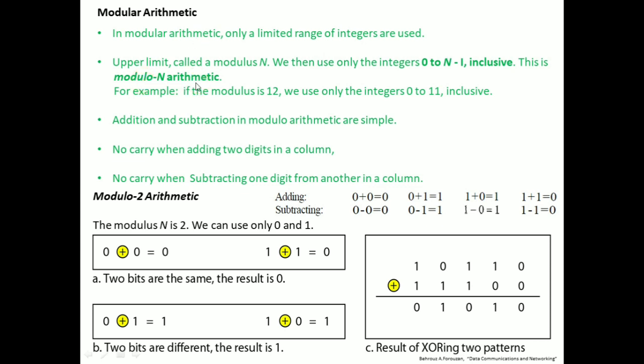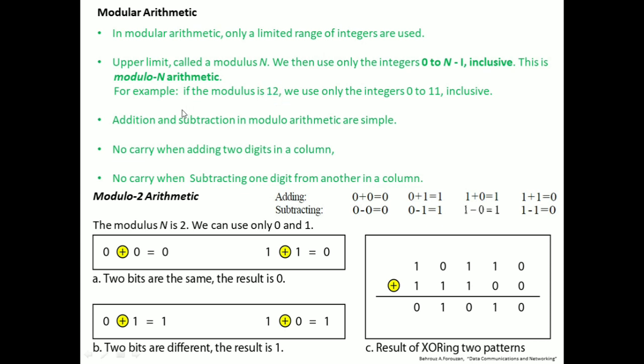Let us say, for example, we are using modulus 12. So what is the range of integers we are allowed? 0 to n minus 1 means 0 to 12 minus 1, that is 0 to 11. So we use only the integers 0 to 11 inclusive; from 0 to 11 we are going to use all these numbers if we are using modulus 12 arithmetic.